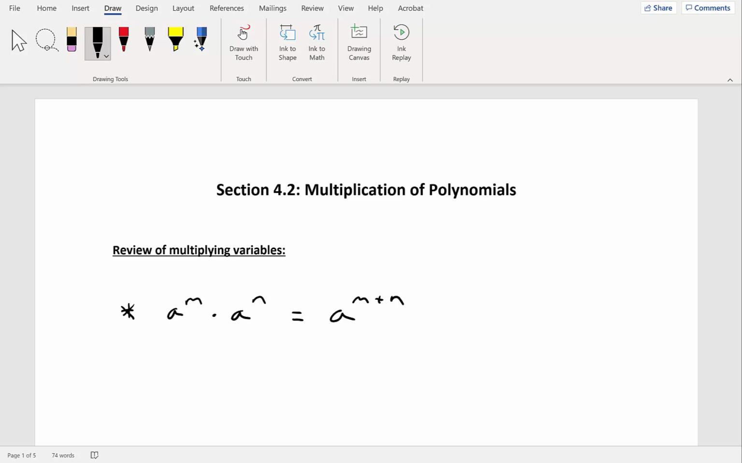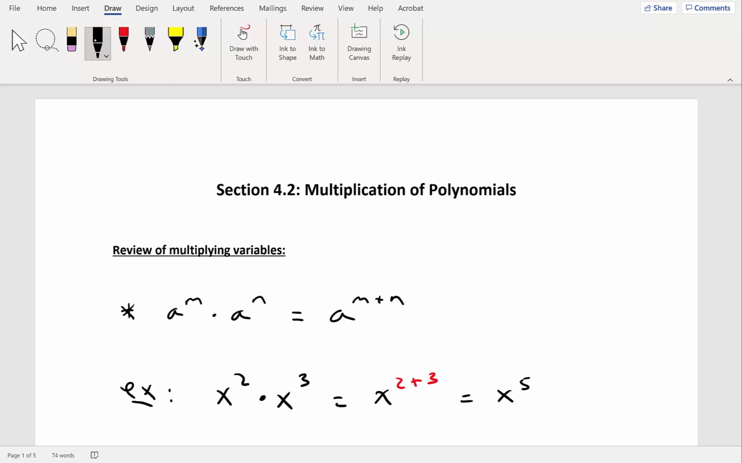So when you are multiplying variables with each other, what you're going to do is add the exponents with each other. So for example, if you have x squared times x to the third, our rule tells us to add the exponents. You have x raised to the 2 plus 3, which gives us x to the fifth.